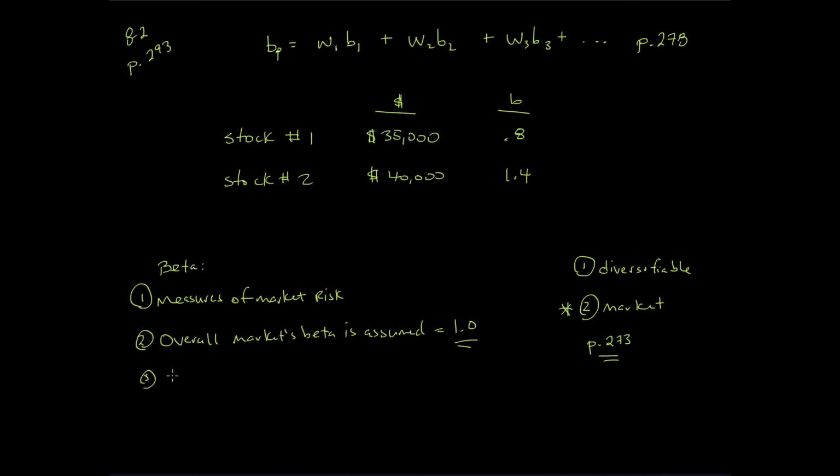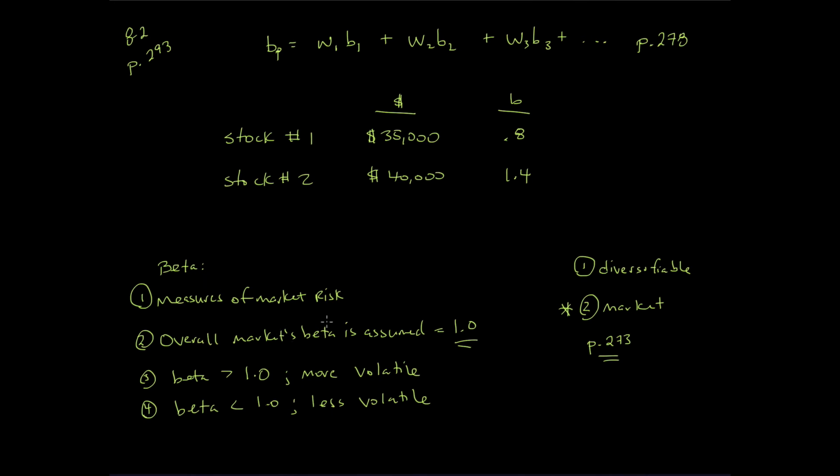If I have an individual stock with a beta greater than 1, this stock is more volatile than the market. If I have a stock with a beta less than 1.0, my stock is less volatile than the overall market. So keep these things in mind as we continue to discuss beta throughout these next few problems.